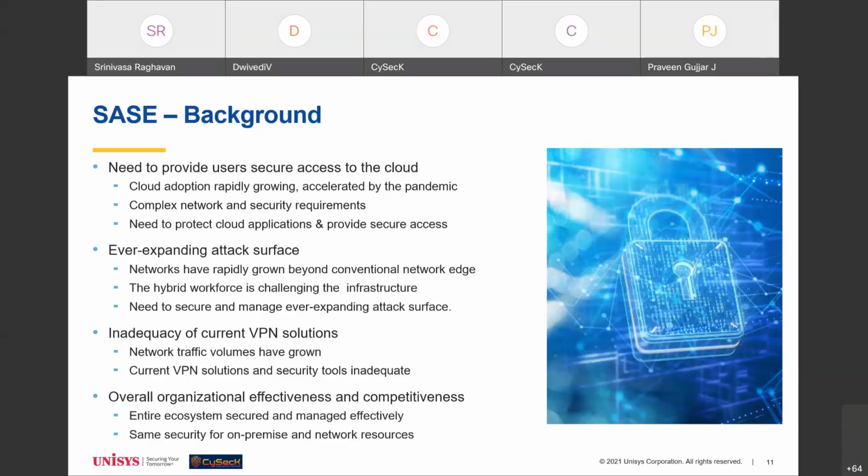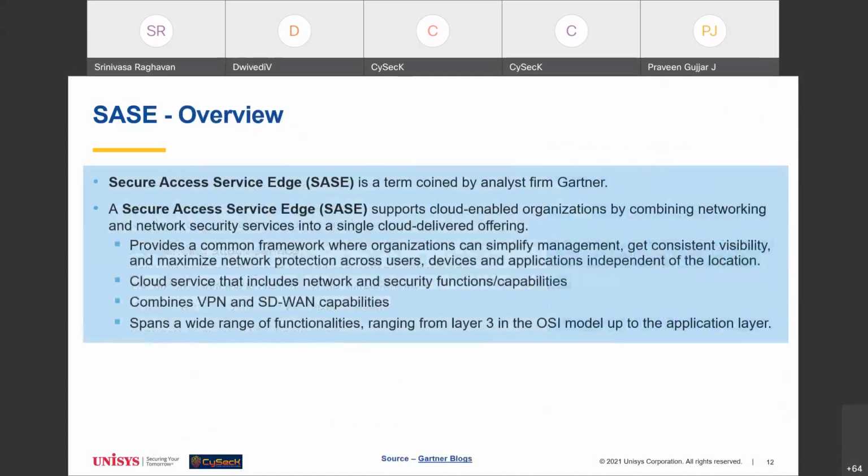So, Vartika, can you go to the next slide before I come to this? I just want to introduce the Gartner coined term.